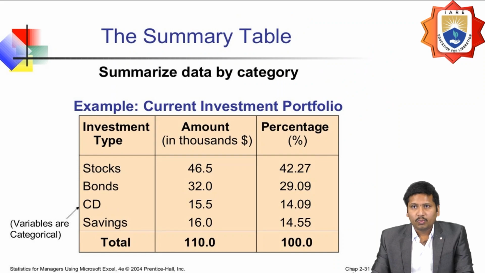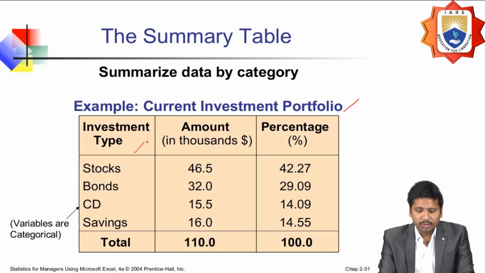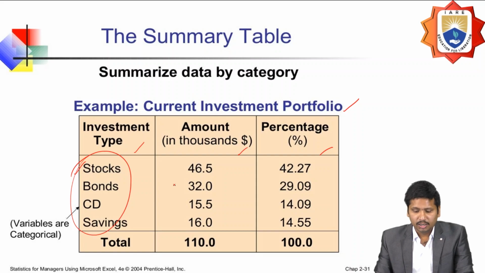Normally the data we get should be represented in the form of tables. Suppose we have data like a current investment portfolio. For that I'm going to consider the investment types, the amount in $1,000, and the percent. The investment types are stocks, bonds, CDs, and savings. These are the variables I'm considering here: how much amount in dollars, what percentage, and what the total amount is.